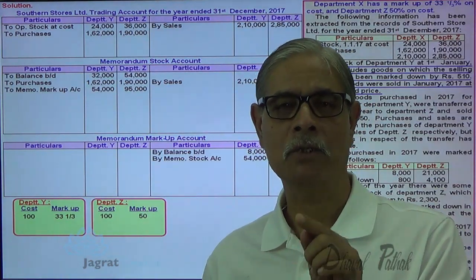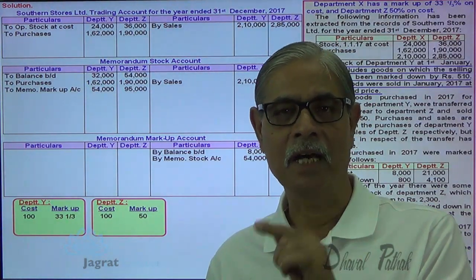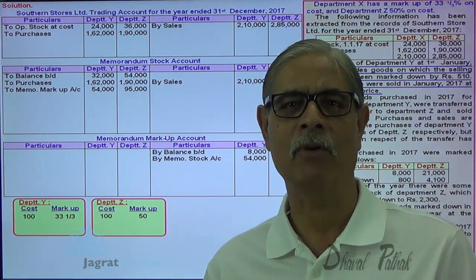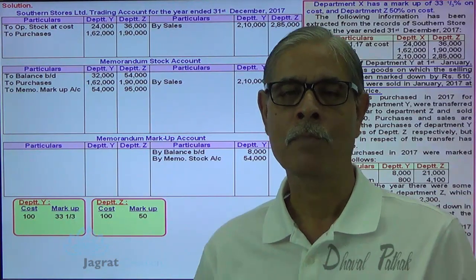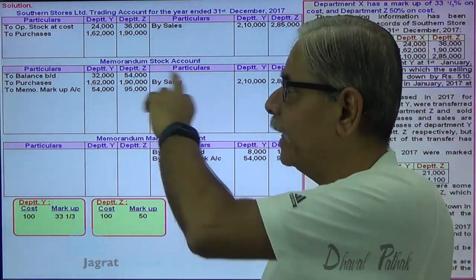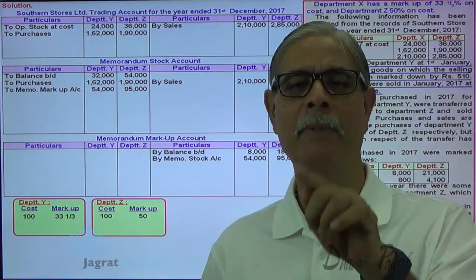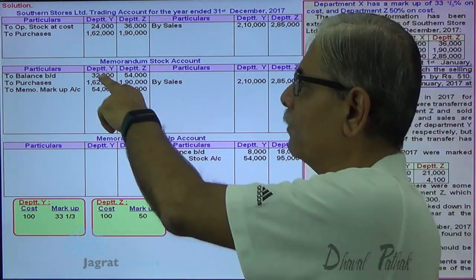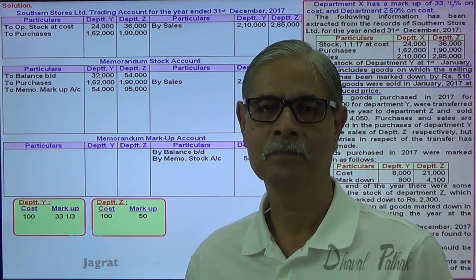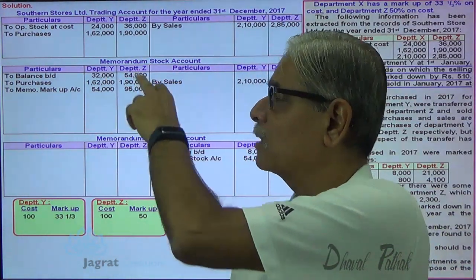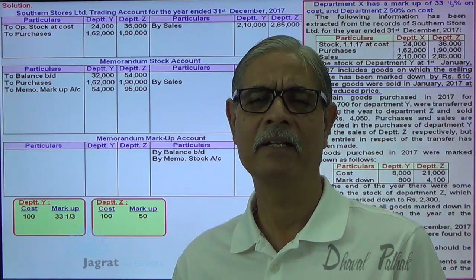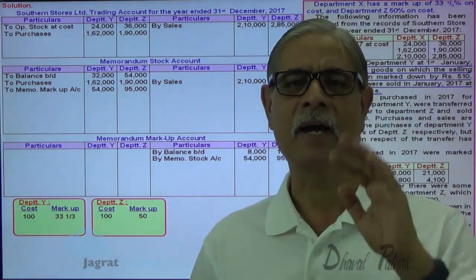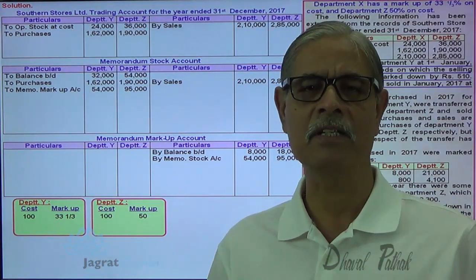And in the opening stock, this markdown done in the previous year is given. So in the previous year, there was a markdown of 510, and so in the carried forward balance, also there should be a markdown of 510. There are two ways to record it. Either from this 32,000, deduct 510, and from this markup 8,000, deduct 510. That is one way, one style of recording.